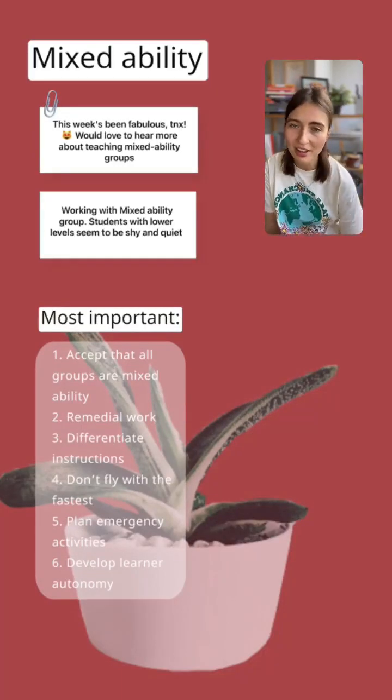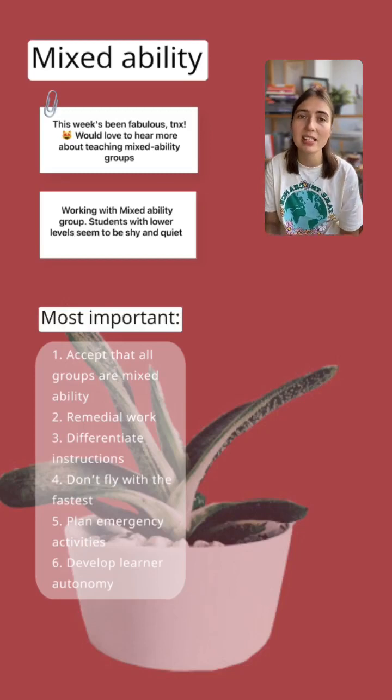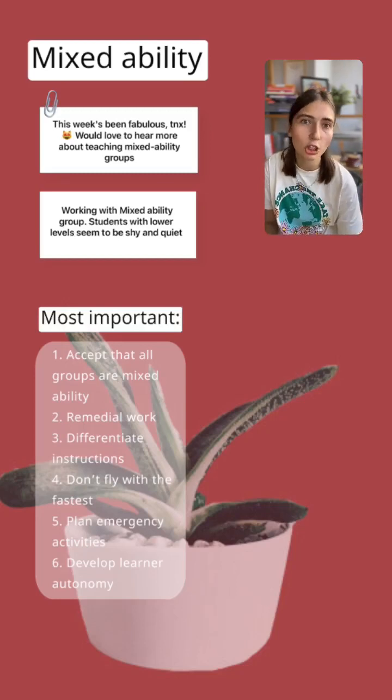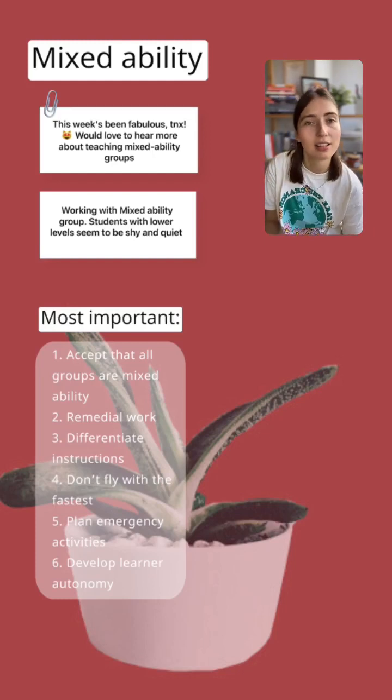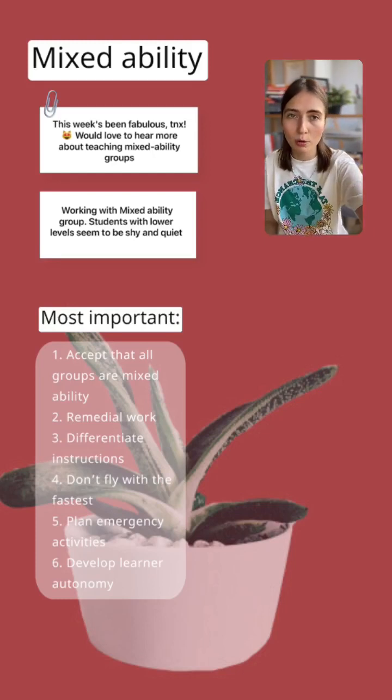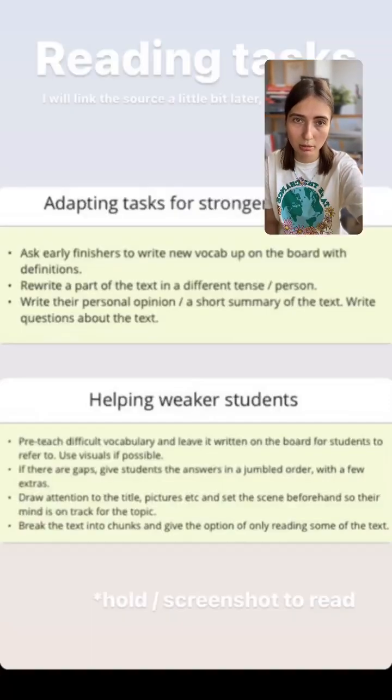Oh, sorry, I missed number 5, planning emergency activities. If you think about it, if you have early finishers, you just give them another task. You just ask them to do something else. And what I liked about the task that I showed you in the British Council article, one sec, let me pull it up real quick.